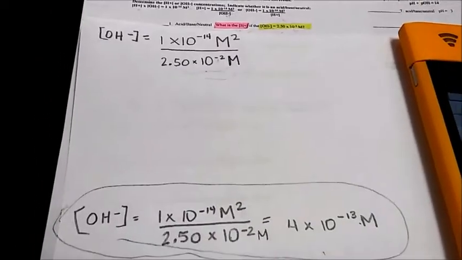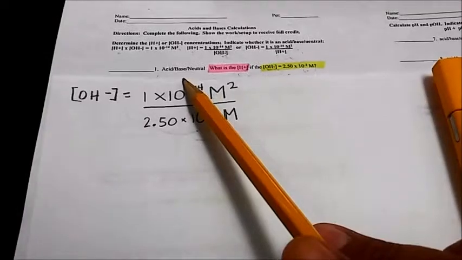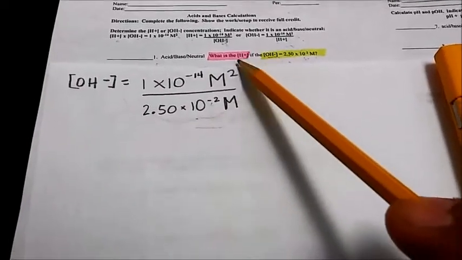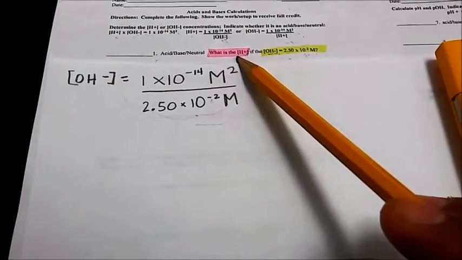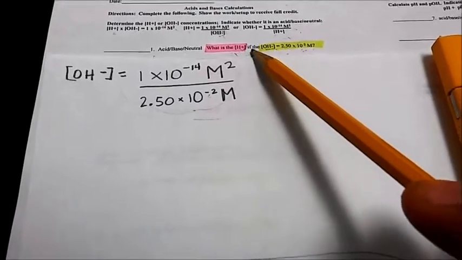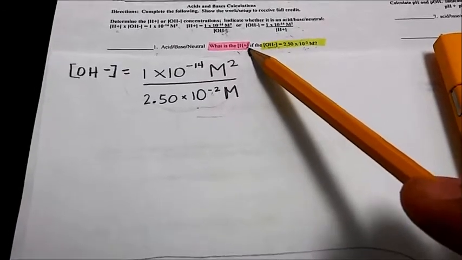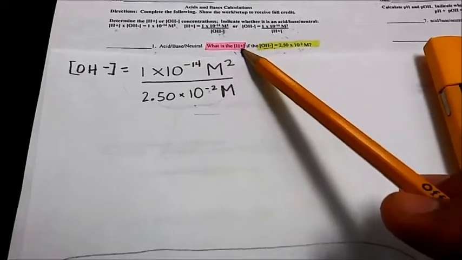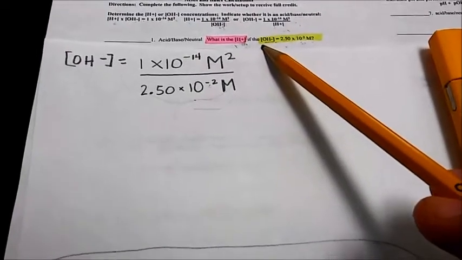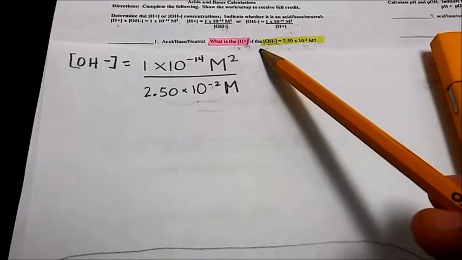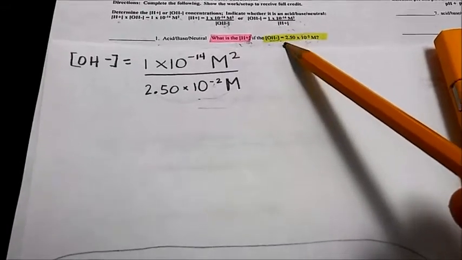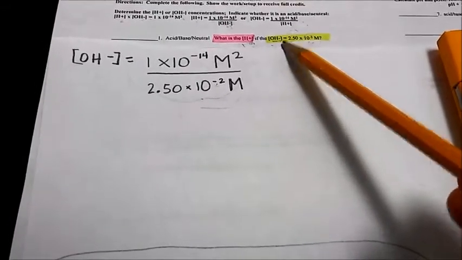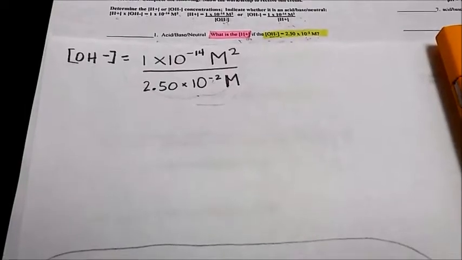To find whether it is an acid, base, or neutral, I'll show you later on in the video, because I want you to use pH. Yes, there is a chart that uses hydrogen ion concentration and hydroxide, but I think it's nicer to have more practice finding the pH. So I'll show you, like I said, later on in the video.